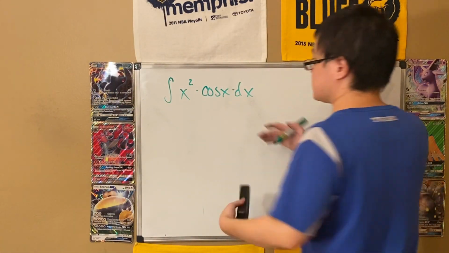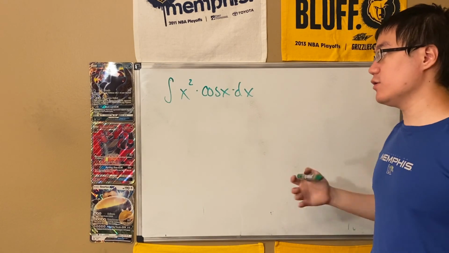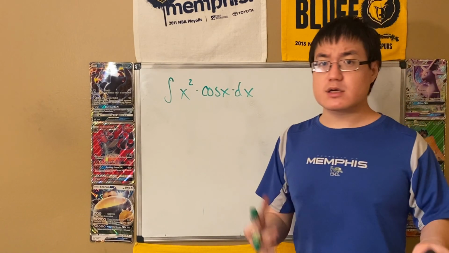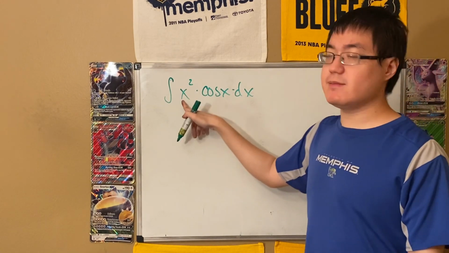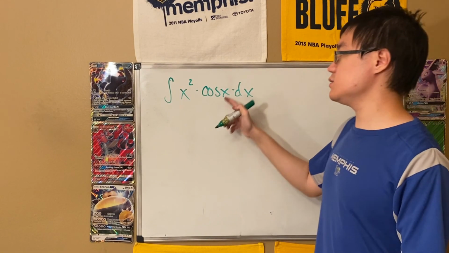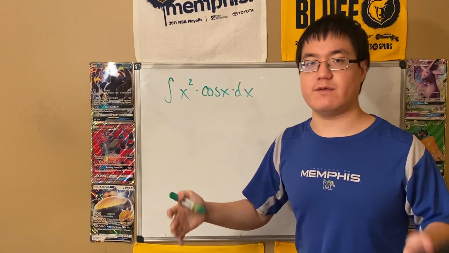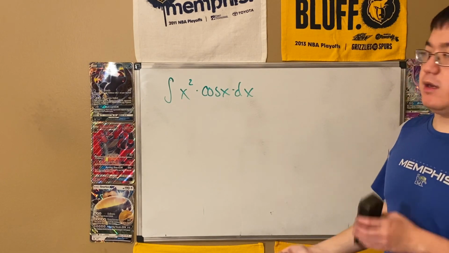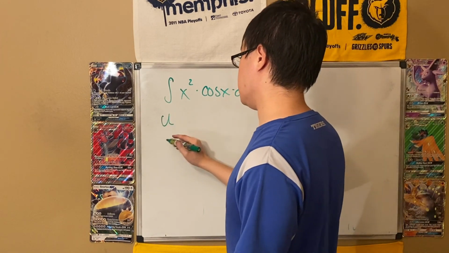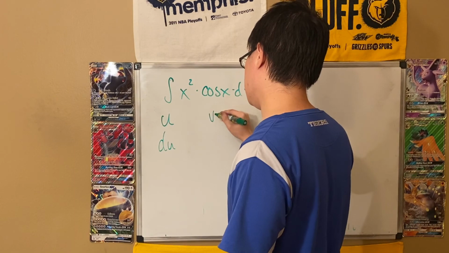So it is parts because x squared and cosine x don't have anything to do with each other. Keep in mind that some products are u subs. For example, if this were cosine of x cubed times x squared, that would probably be a u sub because u would be x cubed because its derivative is sort of x squared. But in this case, because they're not very related, it has to be integration by parts. So I form the thing, u, du, v, dv.